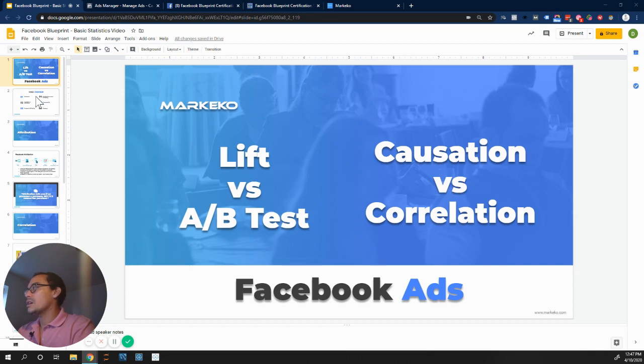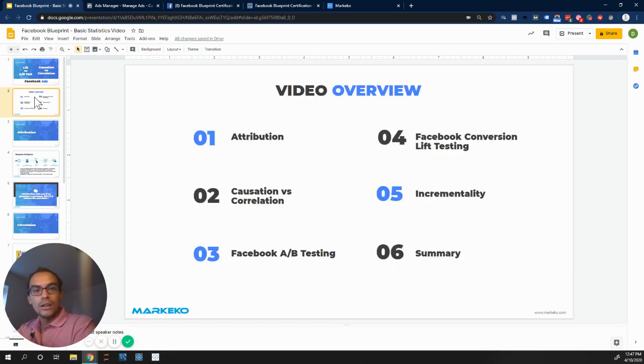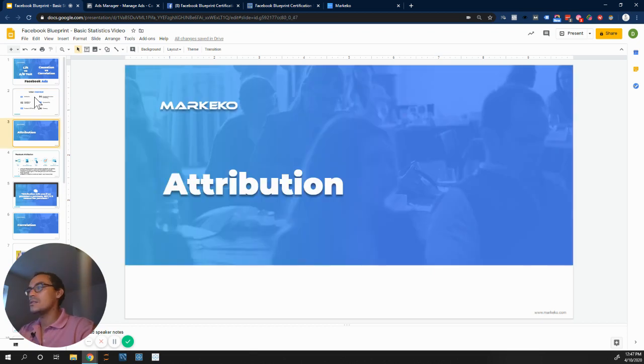And so what we're going to talk about today is understanding attribution, understanding causation and correlation, and how they're different, and why they're different, and why it's important to know that they're not the same, and how they relate also to Facebook A/B testing and to Facebook conversion lifts. We're going to talk about incrementality and just a bit of summary where I have a little table that compares one versus the other so that it's easier to understand.